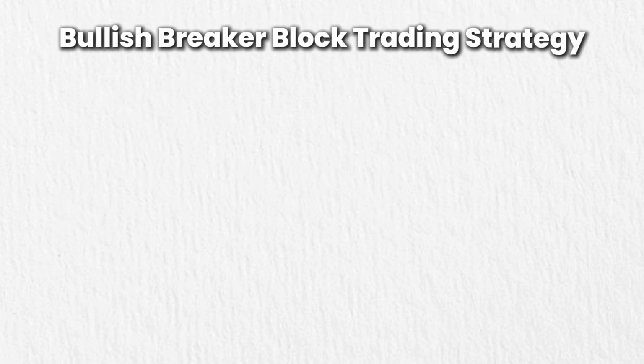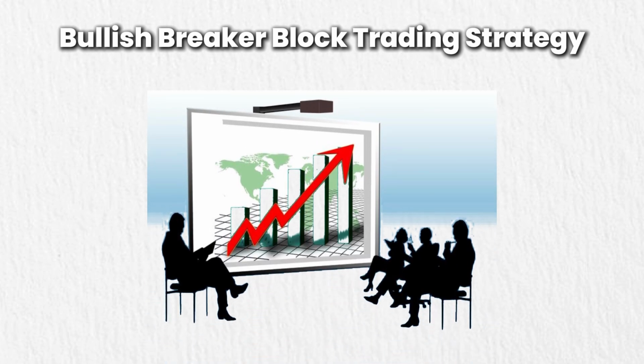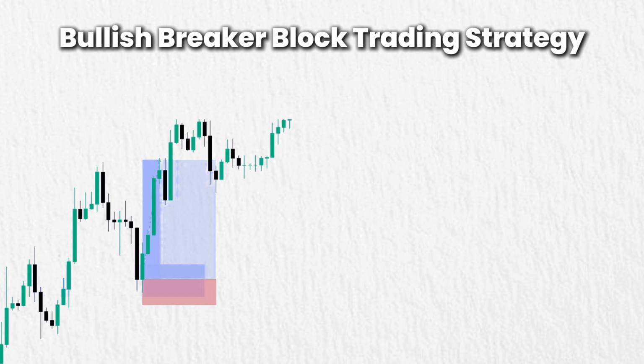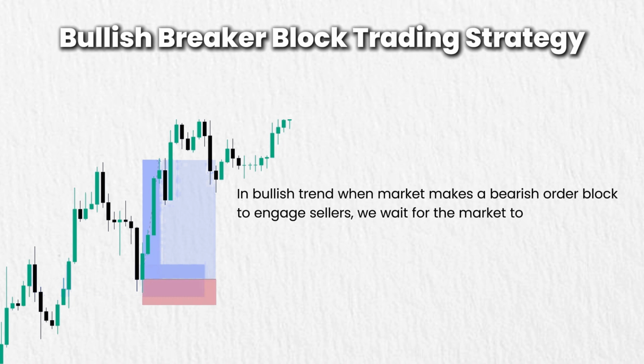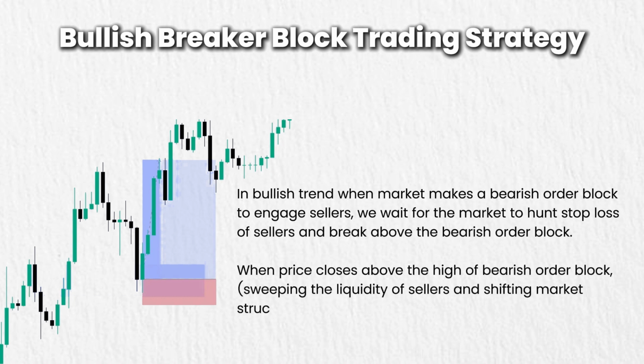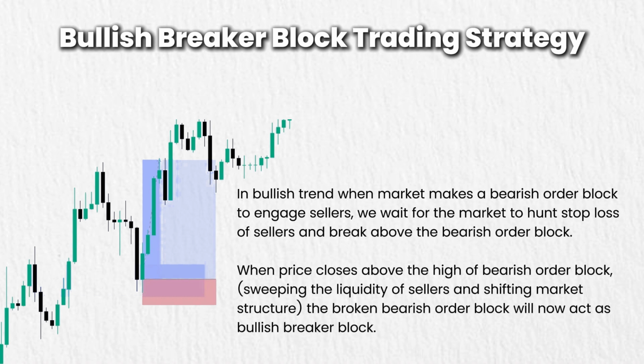Bullish breaker block trading strategy. In trading, we prefer to go with the trend of market. As you know, trend is our friend. So we use bullish breaker block in bullish trend. In bullish trend, when market makes a bearish order block to engage sellers, we wait for the market to hunt stop loss of sellers and break above the bearish order block. When price closes above the high of bearish order block, sweeping the liquidity of sellers and shifting market structure, the broken bearish order block will now act as bullish breaker block.